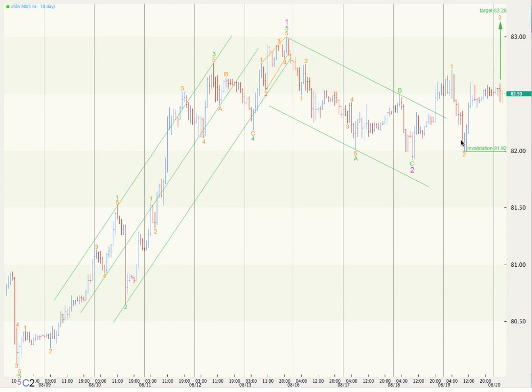Thereafter, we're working on a 1, 2, and we've just started 3 to the upside. Within that 3, we've got 1, 2, and just starting the 3rd piece. Then we'll have a 4 and a 5 probably in this New York trading session. My target to the upside, 83.28, is where wave 3 orange will reach 1.618 the length of this wave 1 orange.